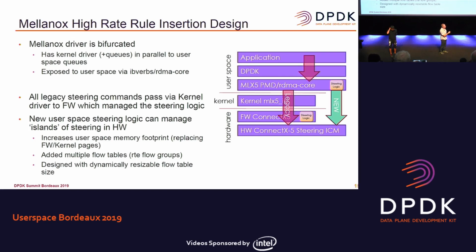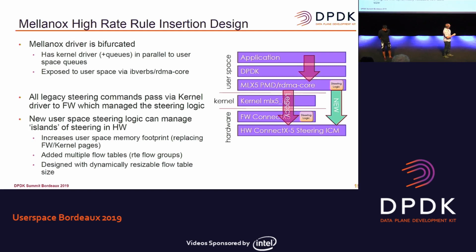So the legacy steering solution we had was: application goes to RTE flow, goes to our PMD, which calculates what needs to be done, sends the system call to the kernel driver through the IB layer, through the RDMA layer, goes to the firmware which manages the steering, and then sets the steering in the chip's memory domain. So there's steering logic in the firmware which manages the hardware. And what we did here, we actually exposed islands of this steering logic to user space.